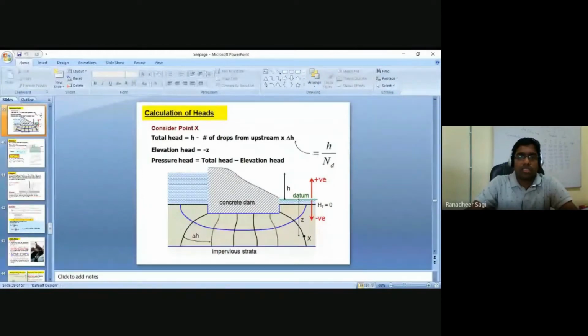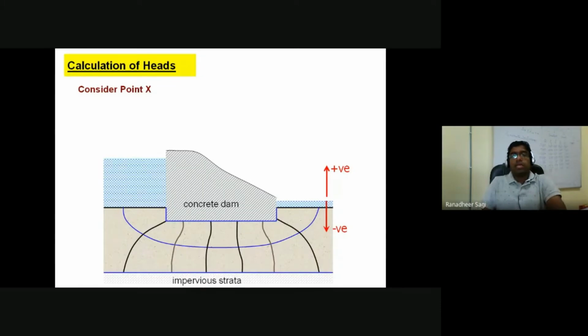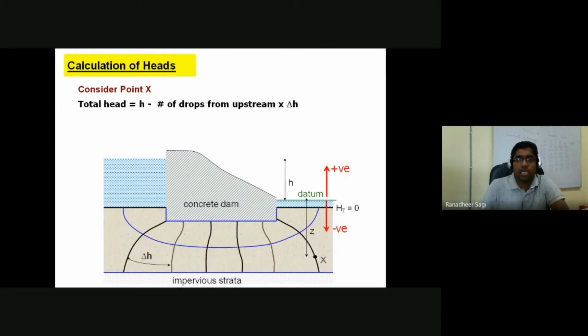Let's continue our discussion from where we stopped in the last class. So, in case we are interested in calculating our head value, it could be total head or pressure head or elevation head of any particular chosen point. So how do we calculate that so-called total head or elevation head or pressure head at any point chosen in that particular flow net diagram?